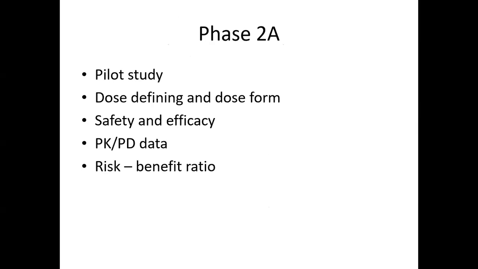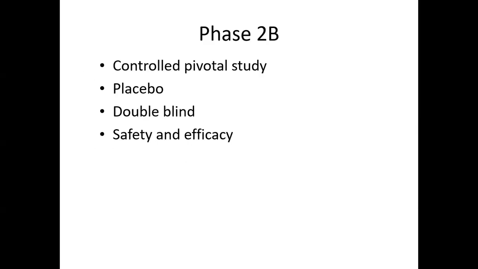Then phase 2 is again divided into phase 2A and phase 2B. So phase 2A is a pilot study where the dose and dose formulation are defined. What is the dosage form and what is the dose? Then it also studies the safety and efficacy of the drug with respect to the pharmacokinetic and pharmacodynamic parameters and data. And it also studies the risk-benefit ratio in phase 2A. So what is phase 2B? It is a controlled pivotal study, placebo-controlled and double-blind, which determines the safety and efficacy of the tested compound.